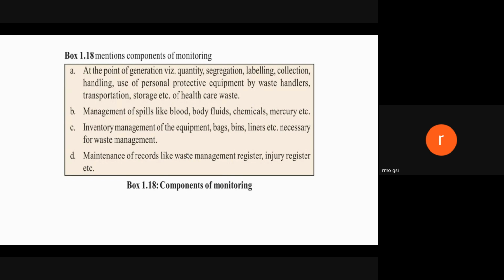The various components of monitoring, as I mentioned: the quantities, the segregation, whether proper labeling is done, whether collection is proper, handling, use of PPE, transportation, storage, any spillage, either blood, body fluid, mercury, or chemical, inventory management, whether proper equipment is available, any shortage of bags, bins and other resources, whether properly maintained or not, various registers, the injury register, and records.